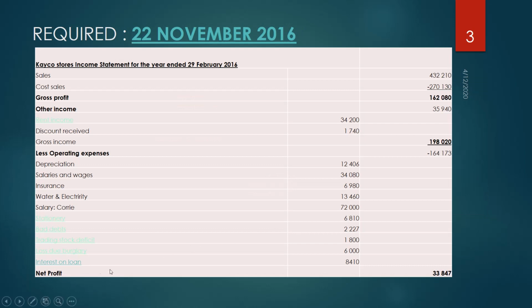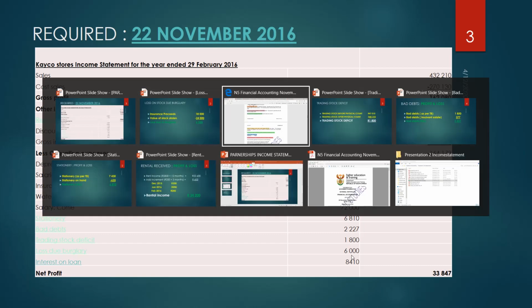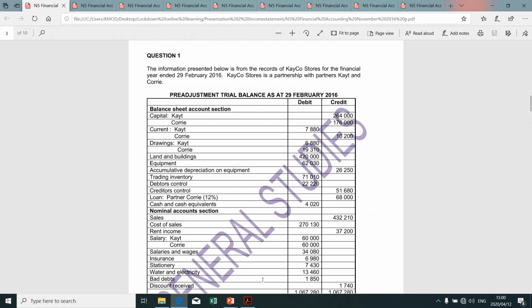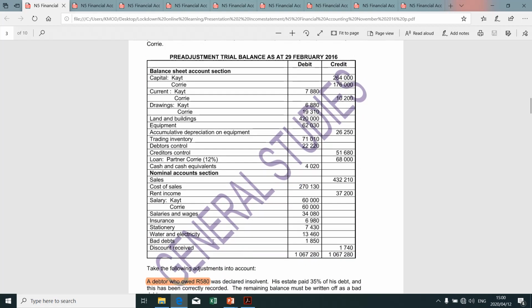Let's quickly go to the income statement and see how it's reflected. There you go. It's a loss on burglary. The 6,000 is attributable to the loss as calculated. The last item I'd like us to tackle is the interest on loan. As you can see under the nominal section, nothing relates to the interest on loan.